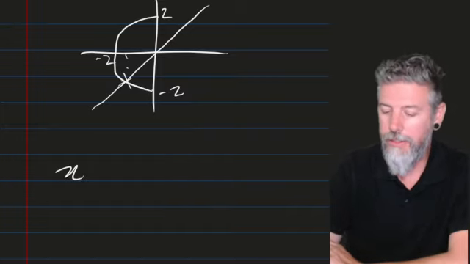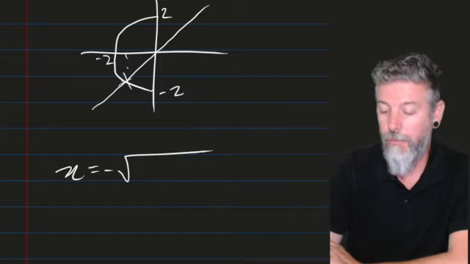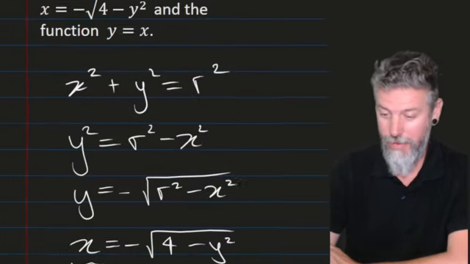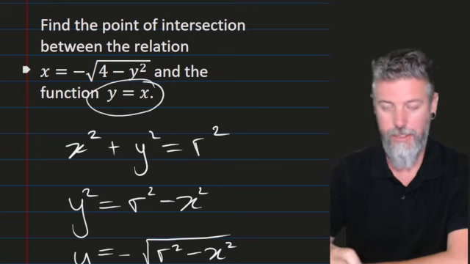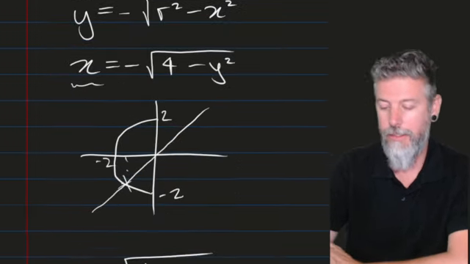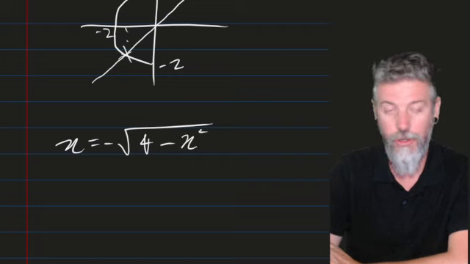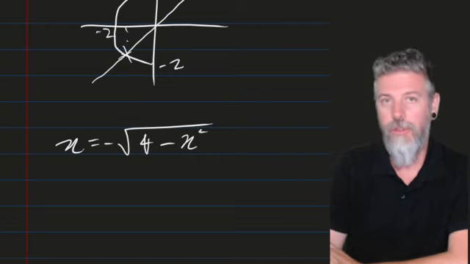So we've got x equals minus root 4 minus y squared. Now I'm not going to write y squared. I'm going to make a substitution from this equation. y is equal to x. So I'm actually going to write 4 minus x squared, not y squared. Okay, so now I'm going to solve this equation.